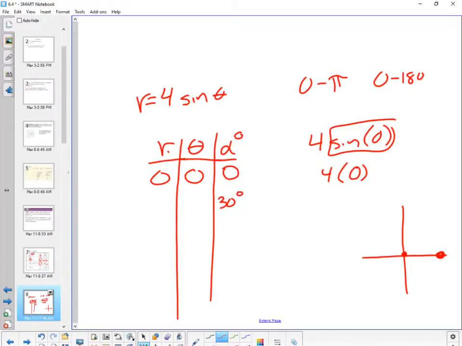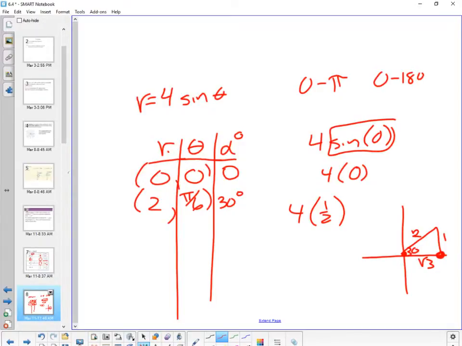Now, what's the next smaller one that I know? I know 30 degrees, don't I? 30 degrees is pi sixths. So let's do 30 degrees. Here's a 30. Opposite 30 is 1. This is a 2. This is a radical 3, correct? What is the sine value here? 1 over 2. So 4 times 1 over 2 gives me 2, and there's my next coordinate. This is the first coordinate, that's the next one.